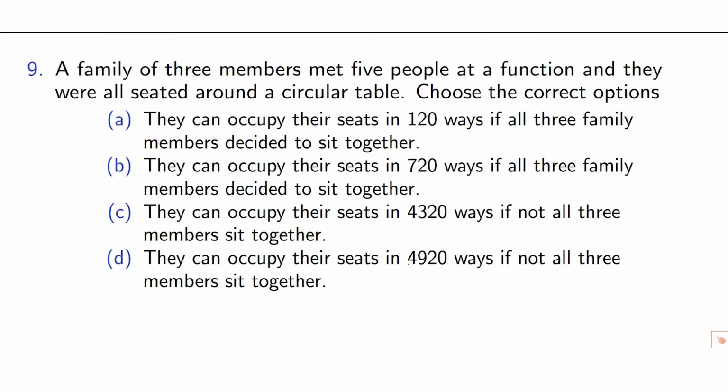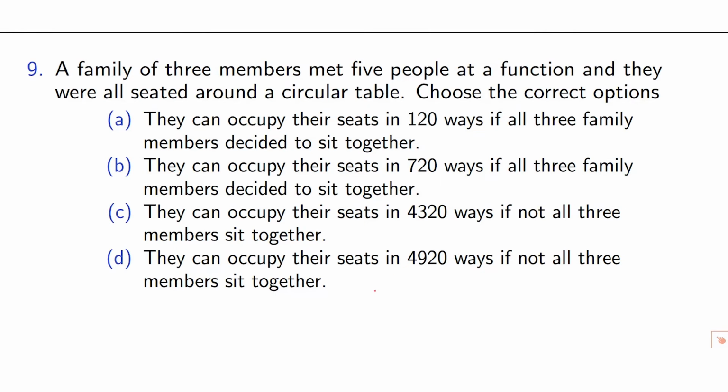A family of 3 members met 5 people at a function and they were all seated around a circular table. Choose the correct options. In options A and B, it says that they can occupy their seats in 120 ways or 720 ways if all the 3 members decide to sit together. So we have to count the number of ways they can occupy their seats if all the 3 family members decide to sit together.